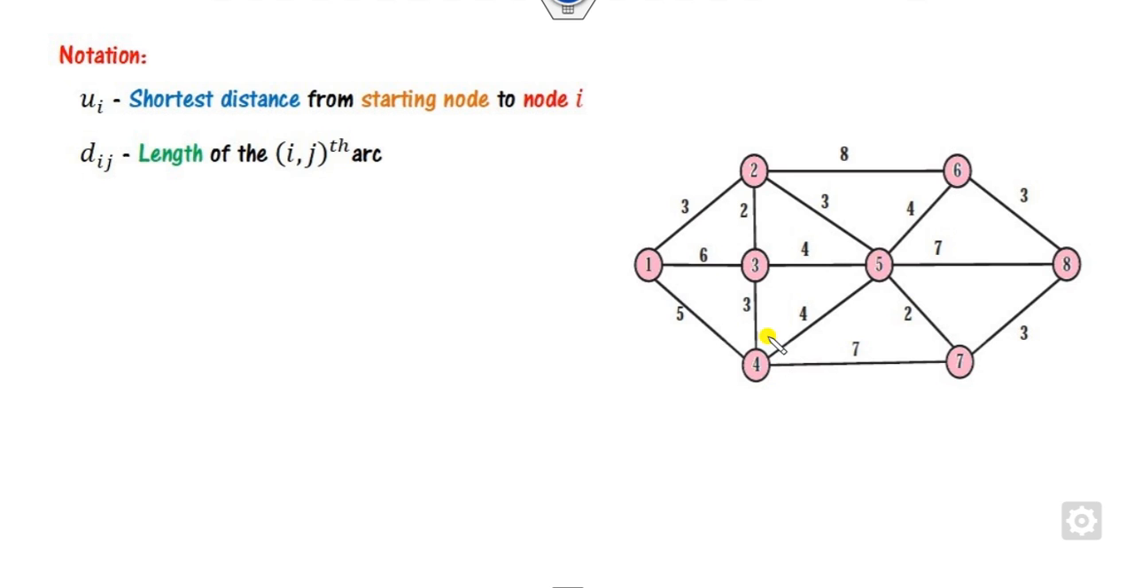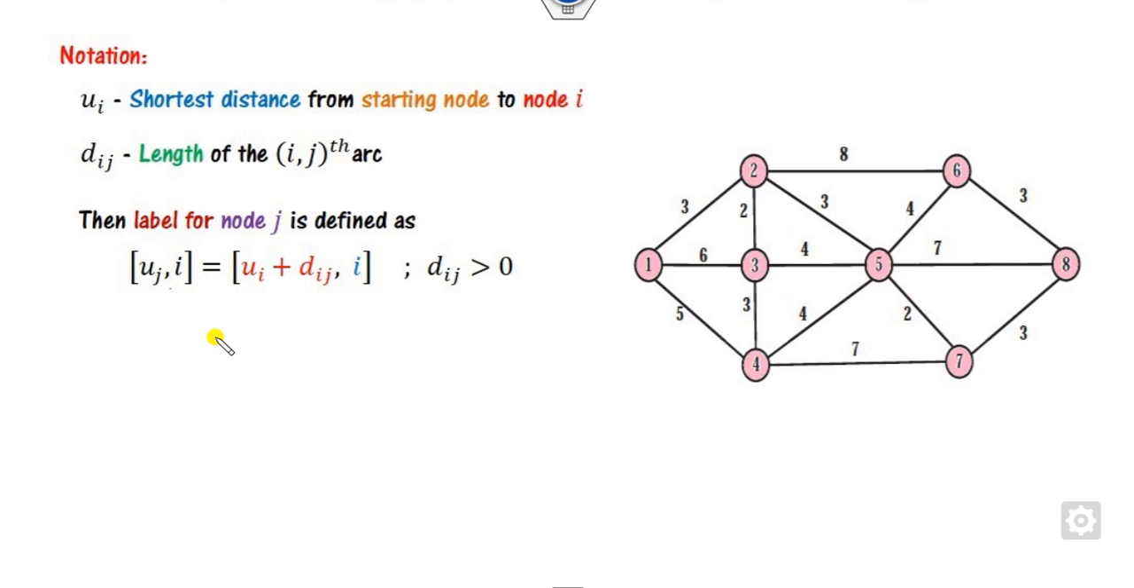What notation will we use? I will use ui, which is the distance from the starting node to the ith node. If this is my starting node, then this is u2, this is u3, and so on. And dij is the length of the edge between them. So the value of d12 is 3, and the value of d45, from 4 to 5, is 4, and so on. Once you start, you can find the new labels.